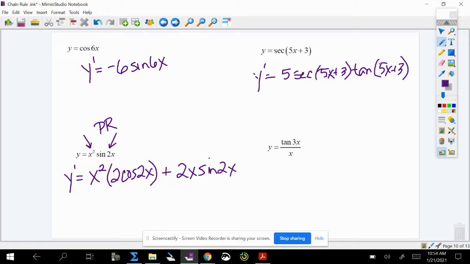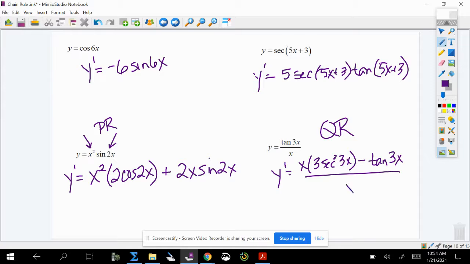And now this last one is a quotient rule in addition to being trig because you have the division. So your quotient rule is the bottom times the derivative of the top. The derivative of tangent of 3x is going to be 3 secant squared 3x, minus the top times the derivative of the bottom. Well, the derivative of the bottom is just 1, so it's just going to be minus tangent 3x all over the bottom squared.